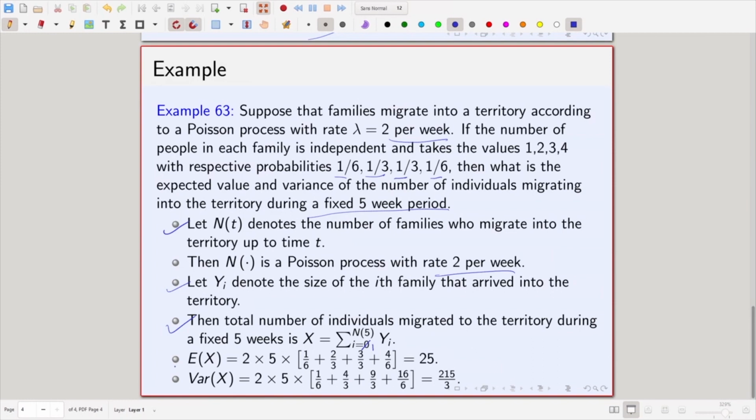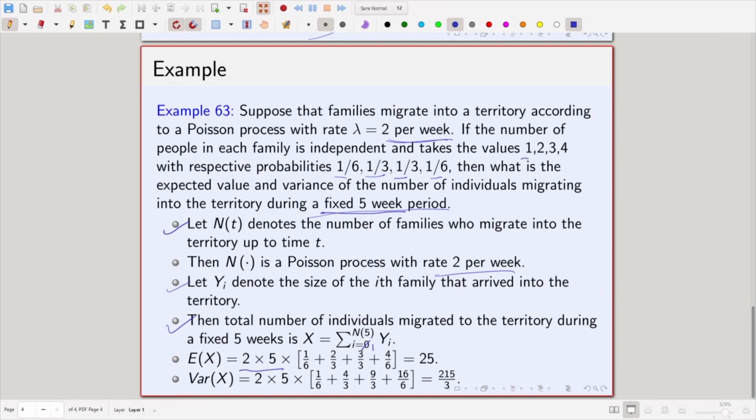Now, you already know how to find expectation and variance of compound Poisson processes. So, expectation of X_t is lambda t times expectation of Y_1, and variance of X_t is lambda t times expectation of Y_1 squared. Here t is equal to 5, because the rate of arrival is 2 per week and you are asked for a 5-week period. So, expectation of X is lambda times t times expectation of Y_1, where lambda is equal to 2, t is 5.